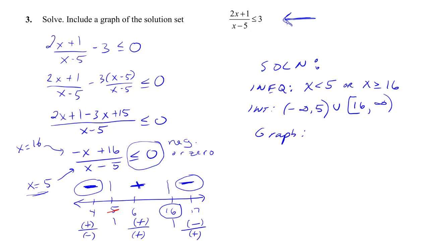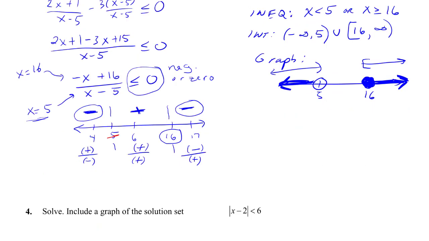And as a graph, let's see, 5, 16, open at 5, and everything back. Closed at 16, and everything forward. Other notation. Okay, and there it is. Let's move to the last problem.